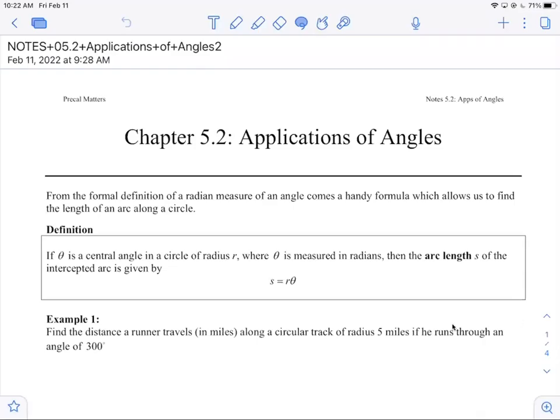All right, so 5.2 is going to be a section that begins our application of the angles that we've been learning about. There's a lot of different applications of angles, okay? The first one that we're going to talk about is arc length.